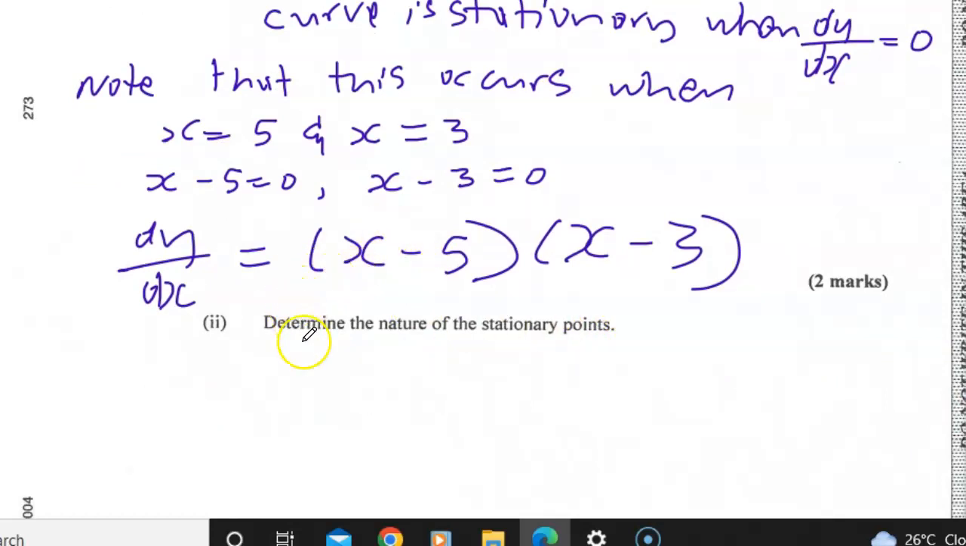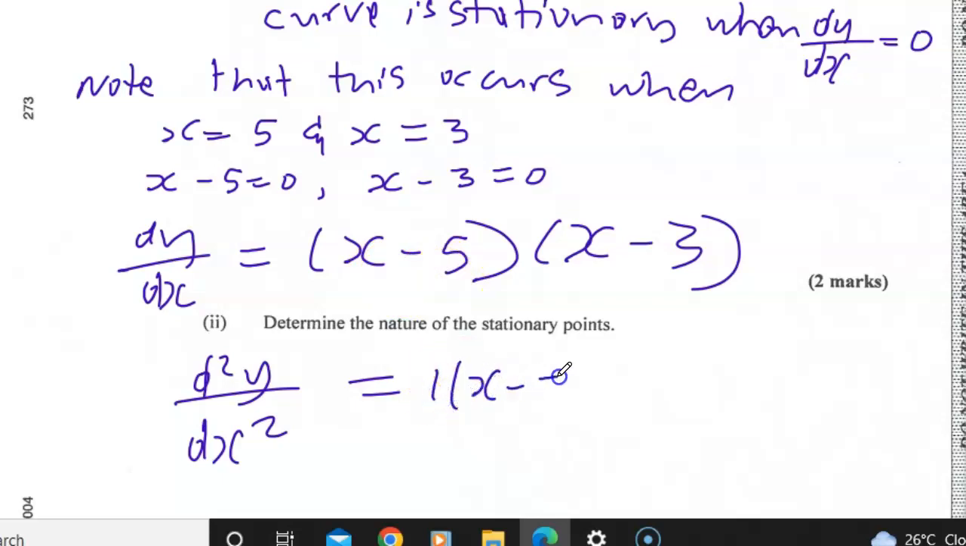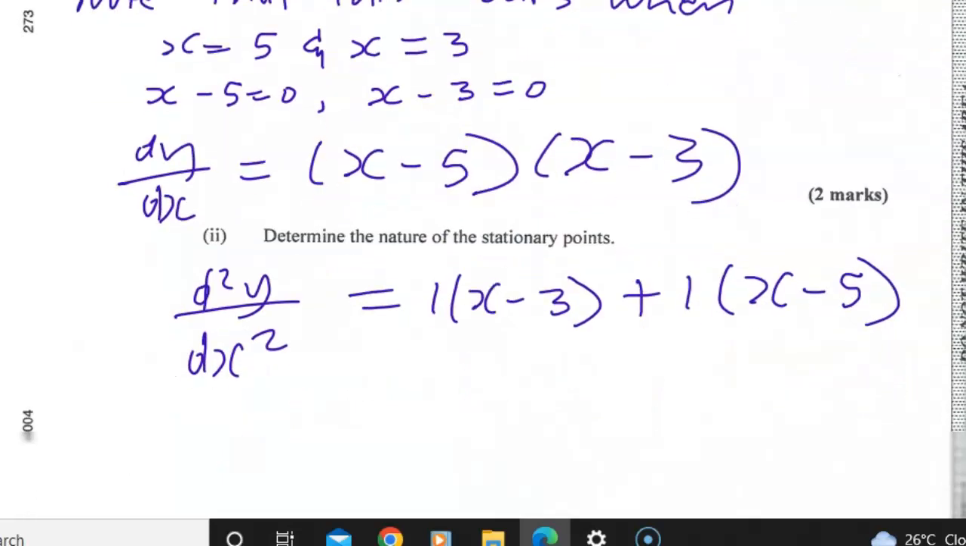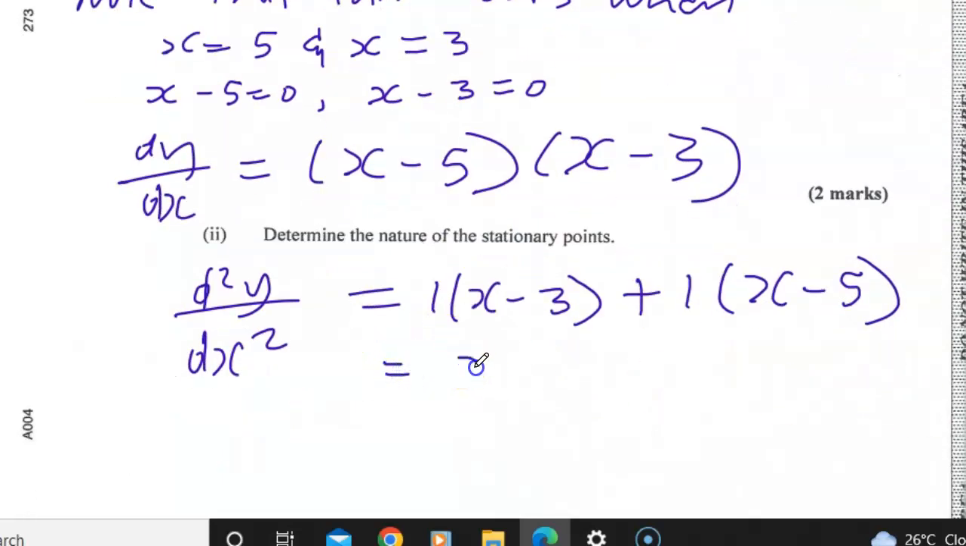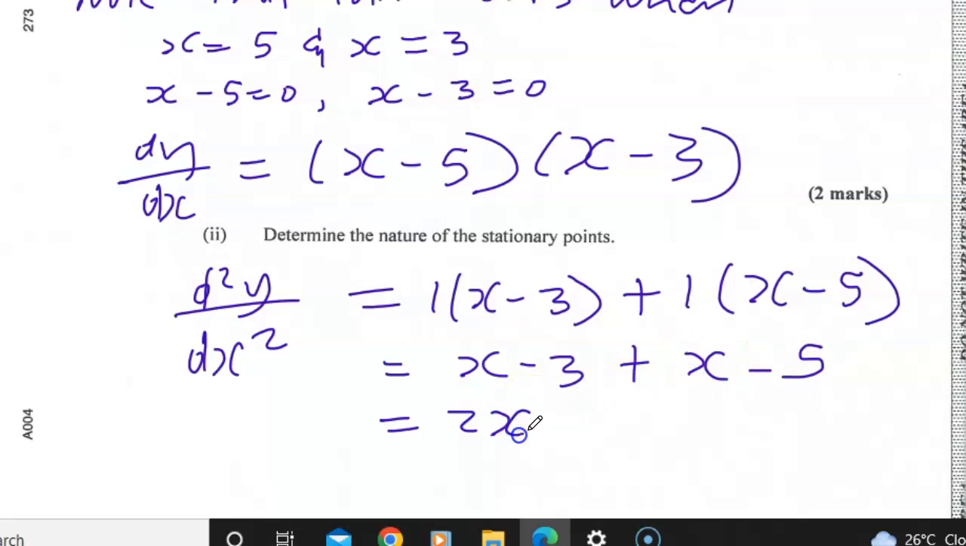To get the nature, we'll need to find the second derivative, d2y by dx squared. To get the second derivative, I'll just differentiate dy by dx using the product rule. Differentiate the first bracket, I end up with 1 times x minus 3, plus, differentiate the second bracket, I get 1, left with x minus 5. So this is x minus 3 plus x minus 5, which gives 2x minus 3 minus 5, that's minus 8.